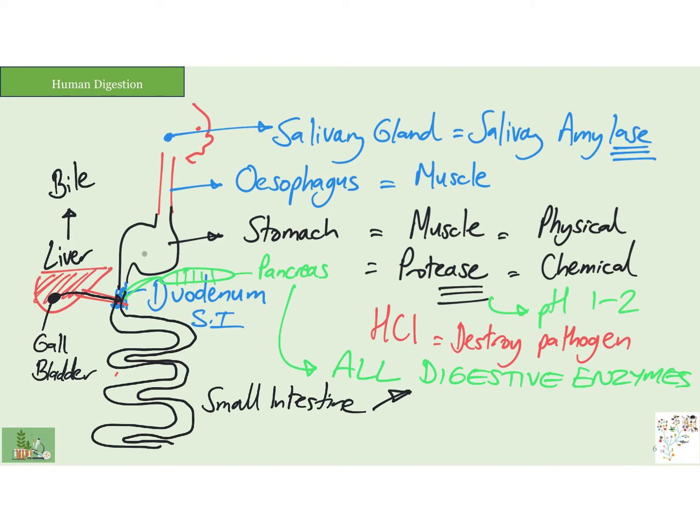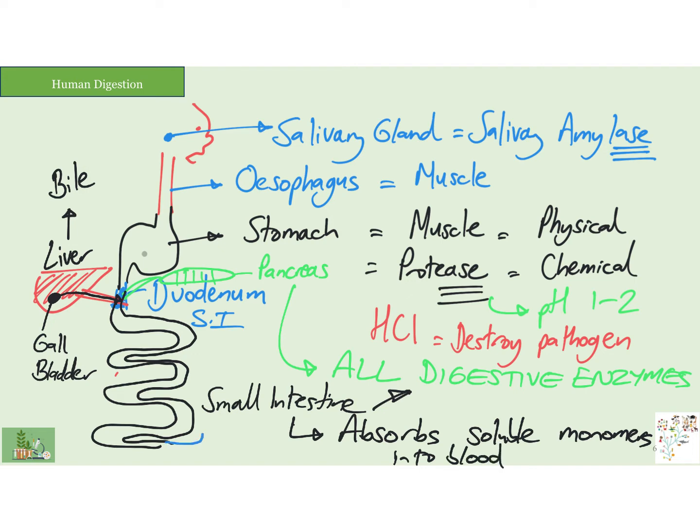But it's in the small intestine where all of the soluble particles, and we're going to call them monomers because that means they are small units, it's there where they are absorbed into your bloodstream.